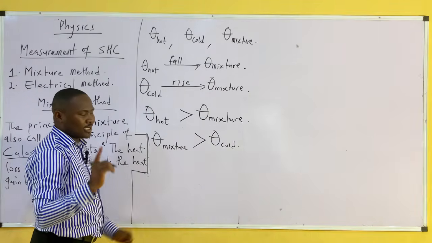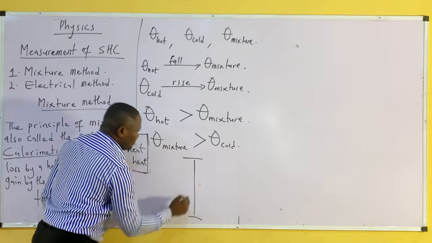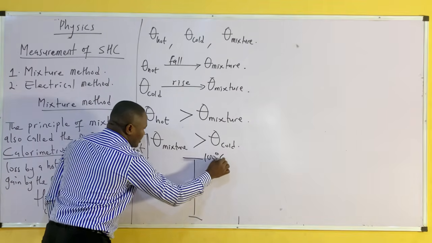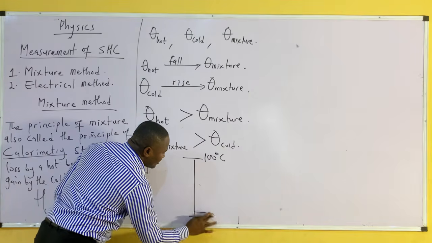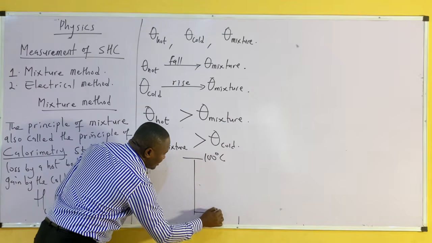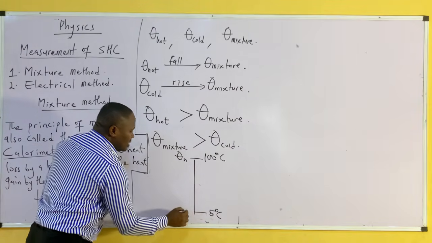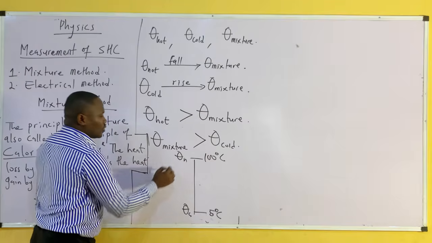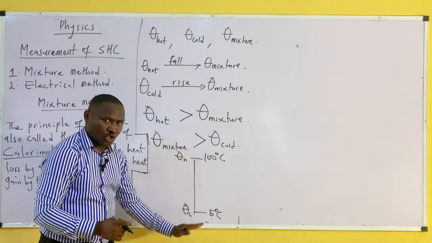In case you do not understand, I want you to see it. Look at this scale. This is 100 degrees Celsius. This is 0 degrees Celsius. Let's assume this is 5 degrees Celsius here. Now this is for theta hot, and this is for theta cold. The temperature of the hot is high, and the temperature of the cold is low.